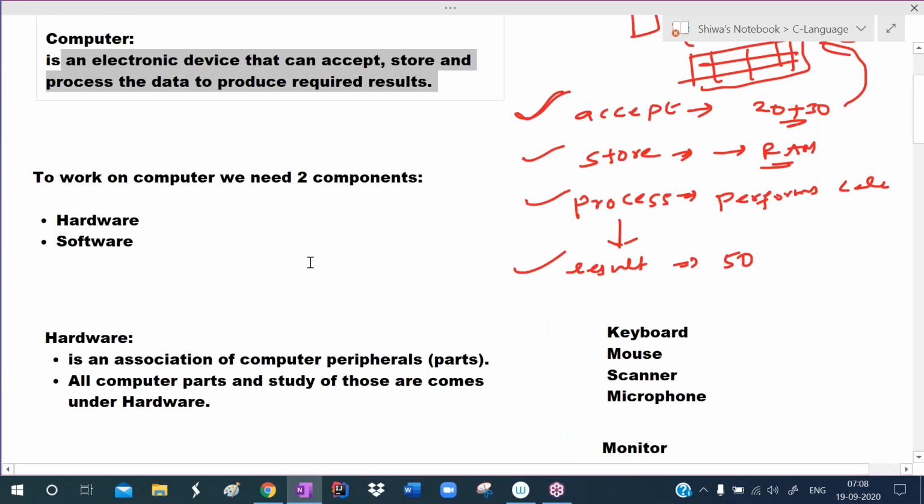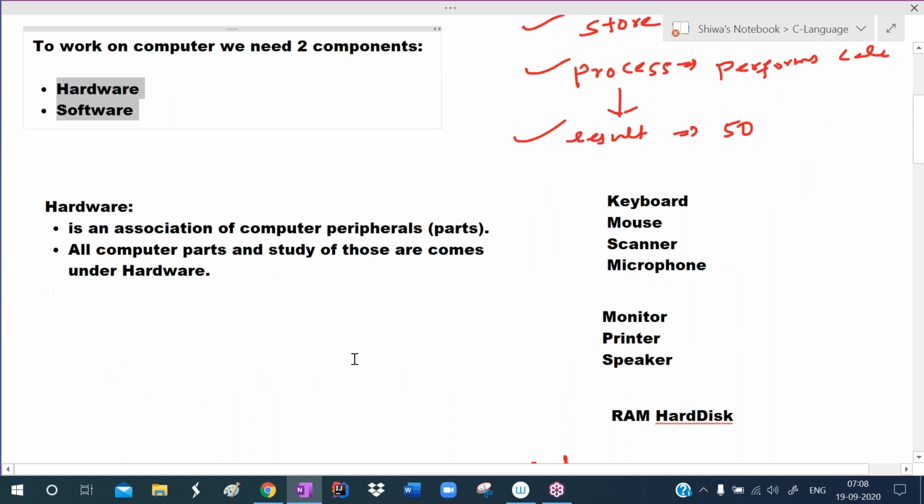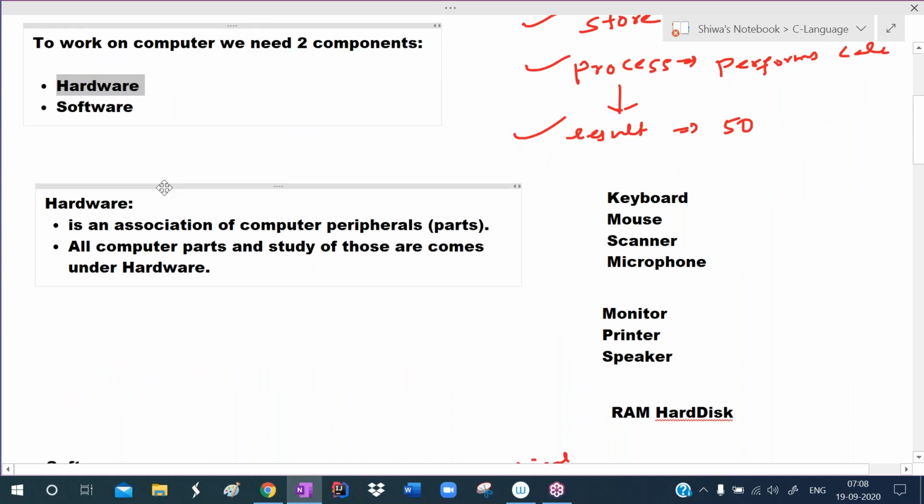So see here, to work on a computer, we need two components: hardware and software. For example, if we have only hardware and we don't have software, can we work with the computer? No, we cannot. If we have only software and we don't have hardware, can we work with the computer? No. So then, what is hardware?